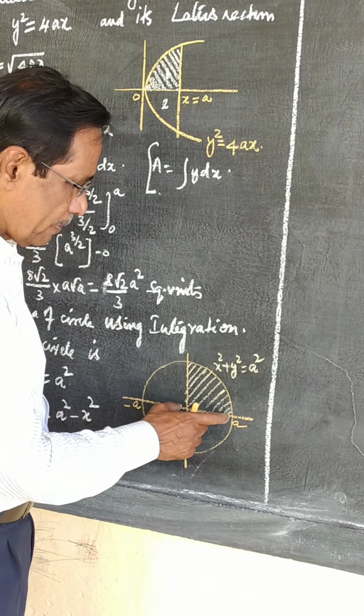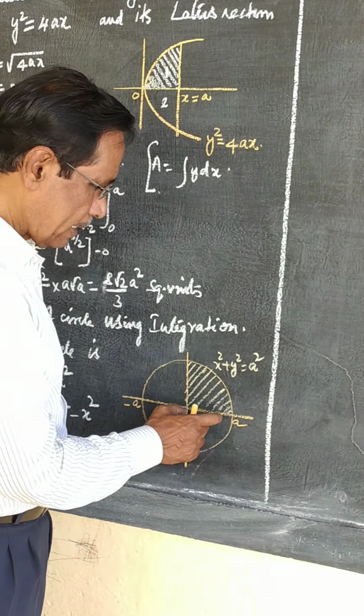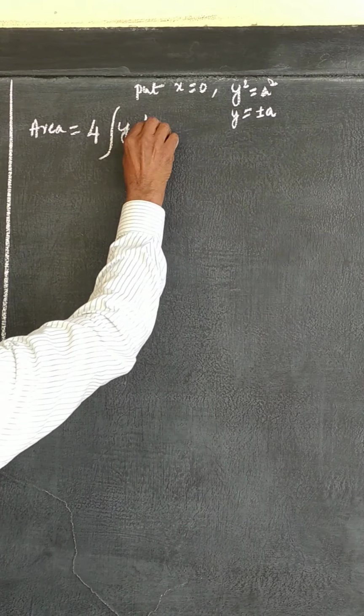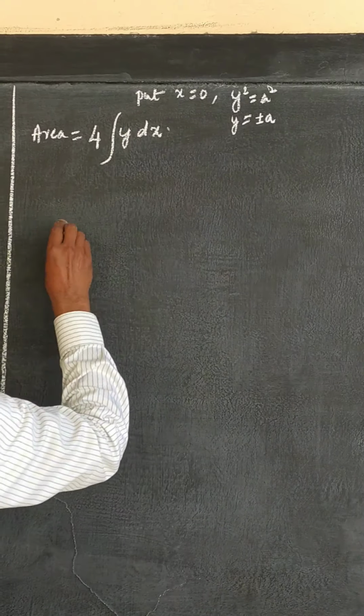But it is enough if you take from 0 to a and multiply it by 4. Therefore, area is equal to 4 times y dx from 0 to a. So, 4 into integral 0 to a, what is y? Root of a square minus x square dx.